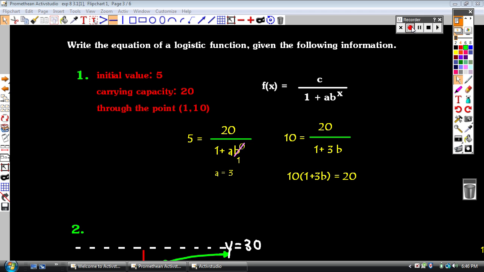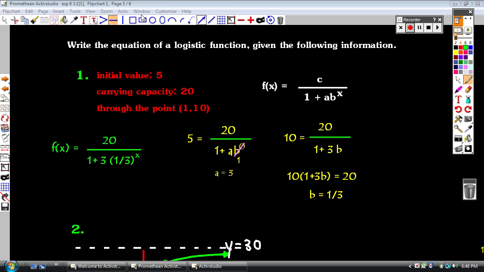I multiplied both sides by 1 plus 3b. That way I don't have a denominator anymore. Distribute the 10, and then go ahead and solve for b. Hopefully you got b equals 1/3. So now that we know our a and our b, let's go ahead and put all this information back together to find the logistic function.